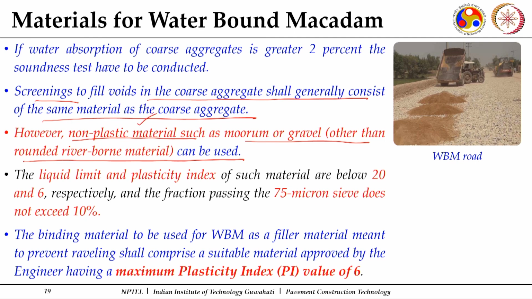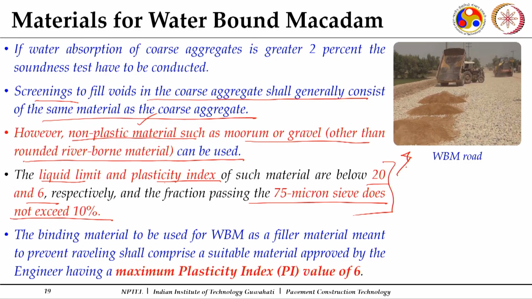Now, for making it non-plastic, it says that the liquid limit and plasticity index of this material should be less than 20 and 6 respectively: liquid limit should be less than 20 and plasticity index should be less than 6 for any material to be used in screening, and the fraction passing the 75 microns should not exceed 10%. So, if you are using waterbound macadam, the screening material needs to be checked for the liquid limit, plasticity index and the percentage passing the 75 micron sieve size.